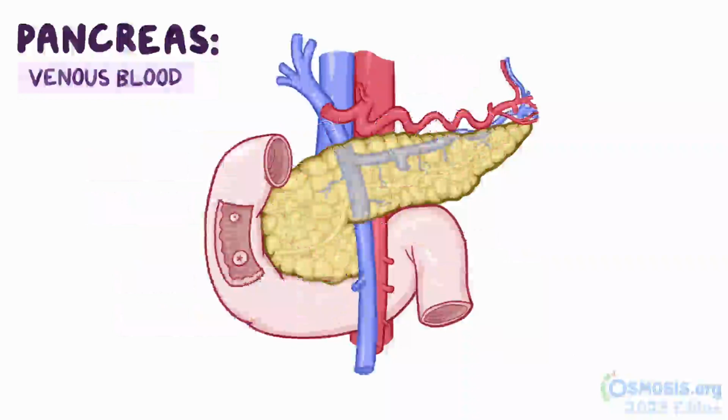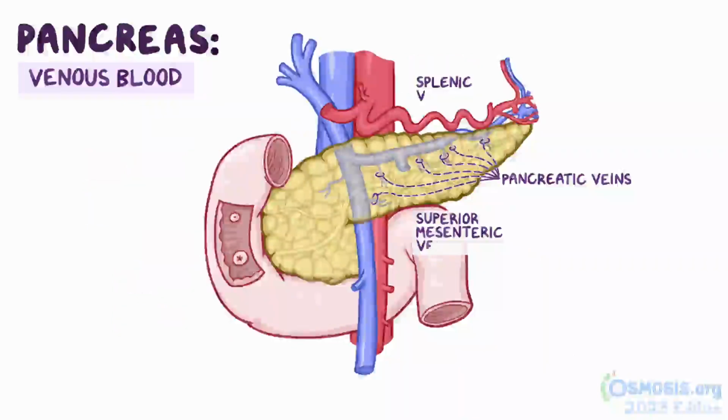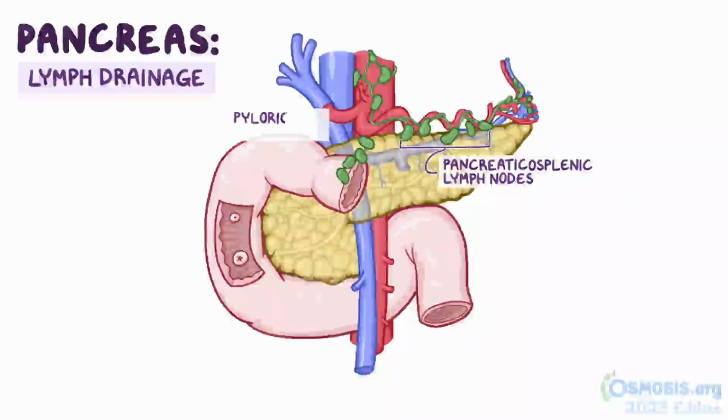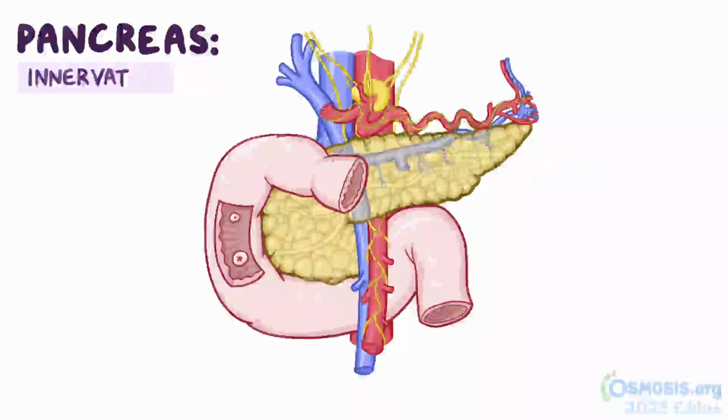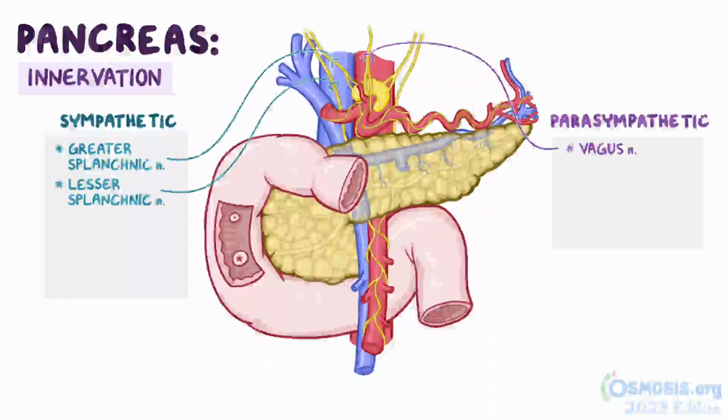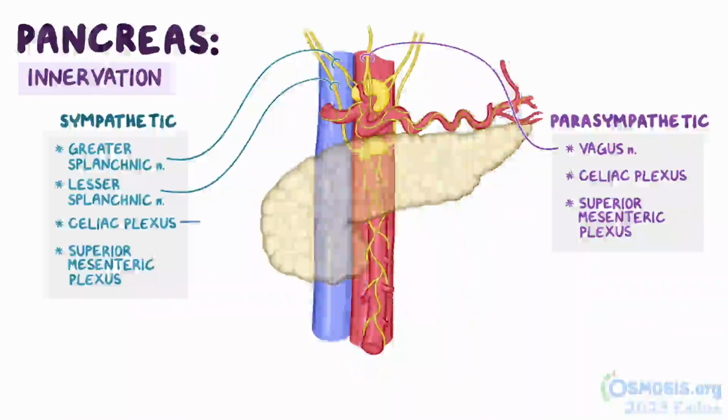Venous blood leaves the pancreas through the pancreatic veins, which in turn empty into the superior mesenteric and splenic veins. Lymph collects in the pancreatico-splenic lymph nodes lying along the splenic artery, in addition to the pyloric lymph nodes. Lastly, sympathetic innervation to the pancreas is provided by the greater and lesser splanchnic nerves, while parasympathetic innervation is from the vagus nerve. Both the sympathetic and parasympathetic fibers pass through the celiac and superior mesenteric plexuses before reaching the pancreas.